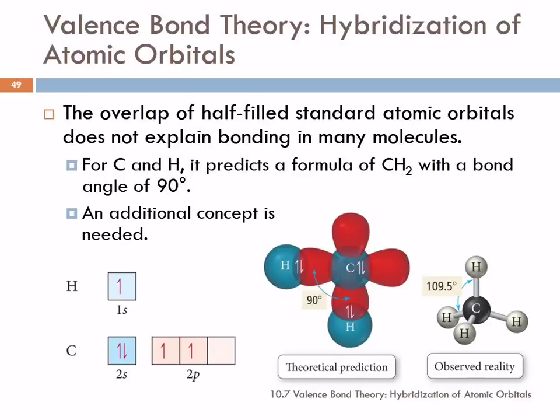If we look at valence bond theory, valence bond theory says, well, it's got to be the overlap between half-filled orbitals. Well, carbon has a full 2s orbital and two half-filled 2p orbitals. So valence bond theory is going to predict that one hydrogen will overlap with this one, and another hydrogen will overlap with that one, and we'll end up with CH2 and a 90-degree angle. But that's not what we see. We see that it makes CH4 and the angle's 109.5. So obviously there's something missing.